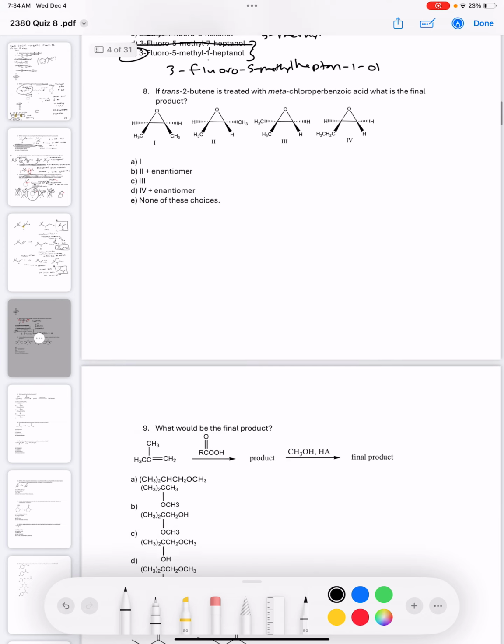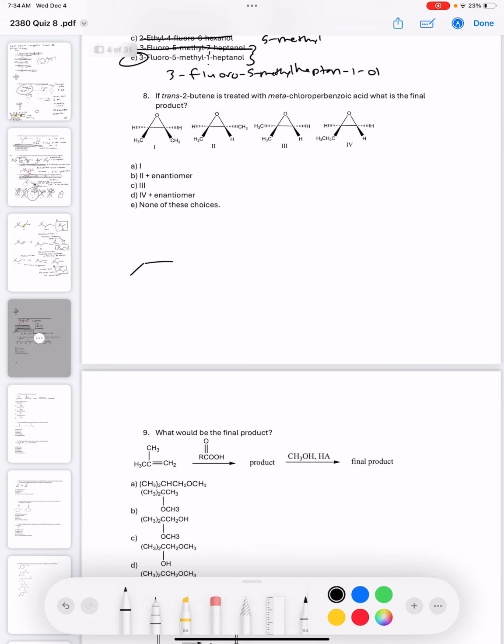Okay, question 8. If trans-2-butene is treated with MCPBA, that's a peroxy acid, so you might also see it looking like this, or I might also say peroxy acid. Sometimes people say per acids. This is going to essentially get rid of the double bond, and where the double bond was, add an oxygen, and that is basically making an epoxide.